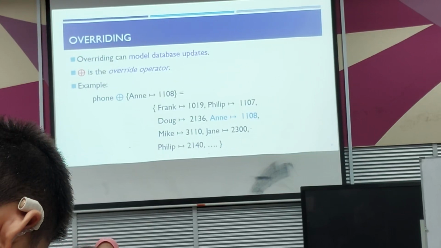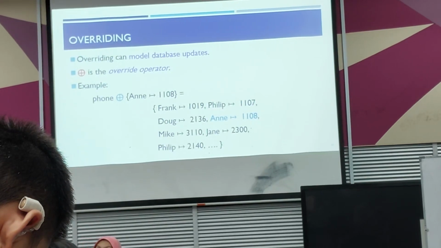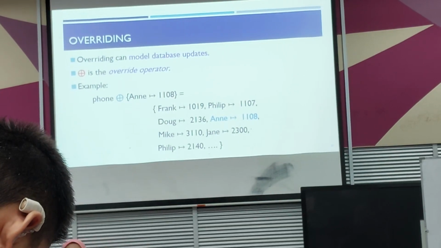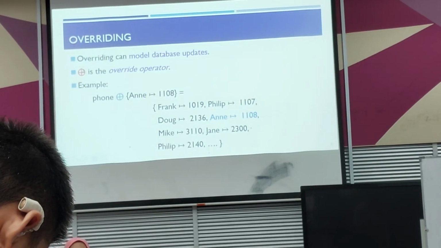Okay, the next one is override. You have seen also last week during the lecture about override. Override symbol. Override is, for example, you want to update the data in your database. So we are going to use the override symbol. The override symbol is this one, a circle and a plus in the middle there.